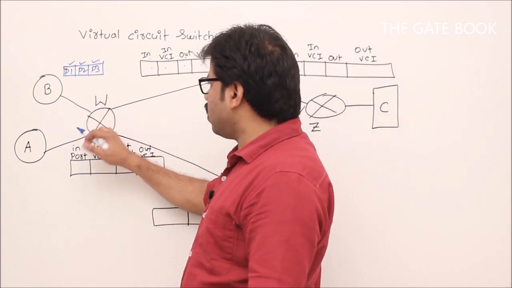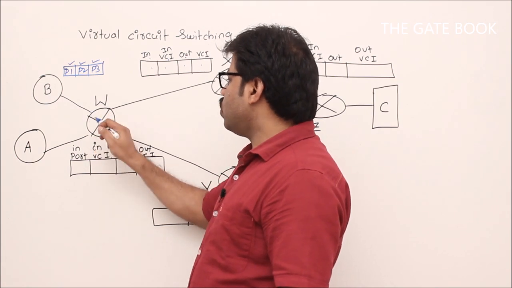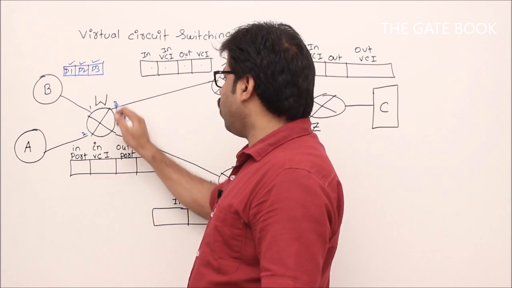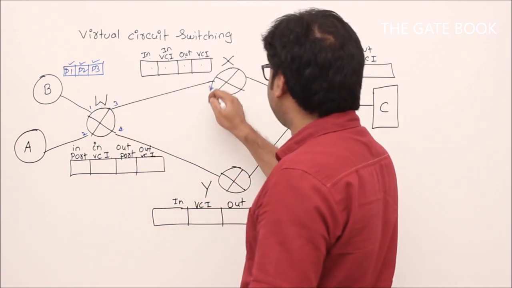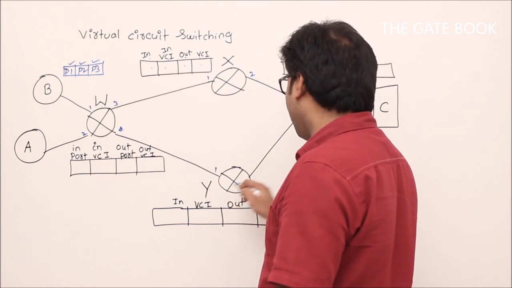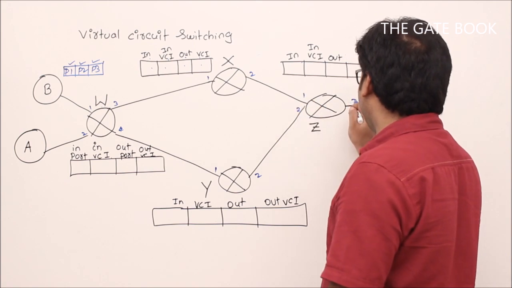Here every router knows its ports, right? That's quite obvious. Every device will have ports. Let's assume that W's ports are 1, 2, 3, 4. X's ports are, this is 1, this is 2, random numbers. For Y, port number 1, port number 2. Similarly for Z, port number 1, port number 2, port number 3.